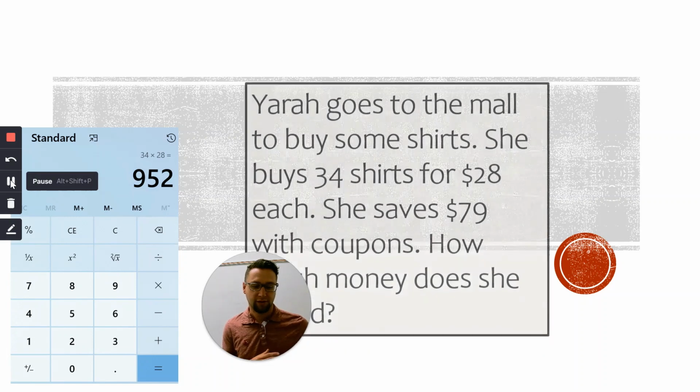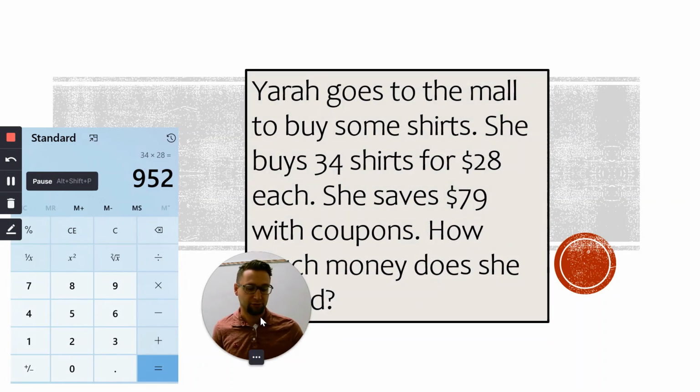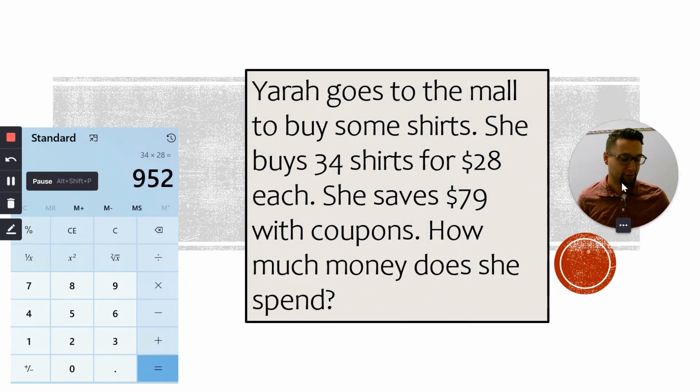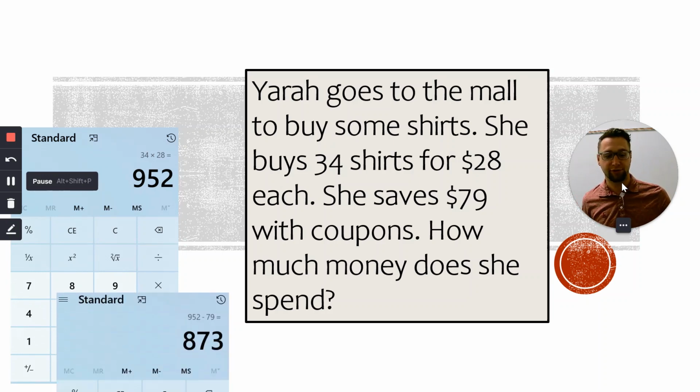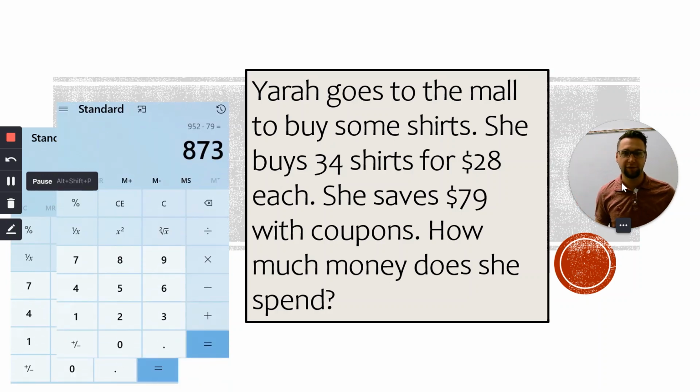and we're going to subtract $79, because that's how much you save with coupons. What happens with math in real life when you have a coupon is that the thing that you're saving is taken away from your total. So if we take 952 minus the $79 coupon, then Yara ends up only spending $873 on shirts, which is still a lot of money for some shirts.